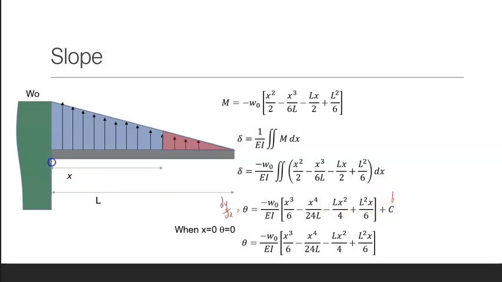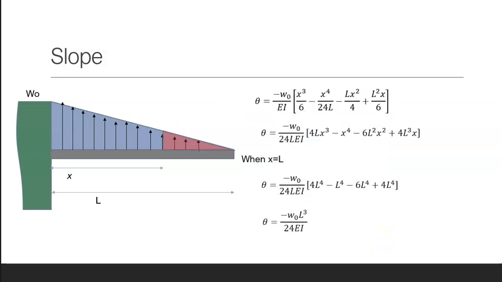Now, at this point in here, when we apply the load, the slope will be 0. So we can say at x is equal to 0, theta is equal to 0. So if theta is equal to 0, then c is equal to 0. So this is my equation for the slope of the beam. If I take that equation and try to simplify it, I'm going to take the 24L out, and I am left with this part of it here.